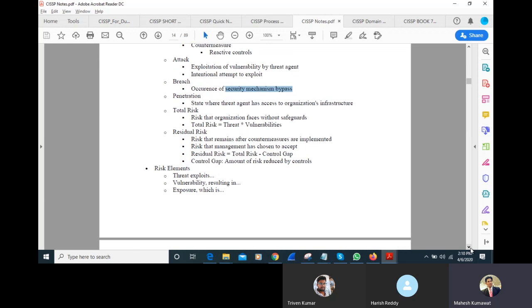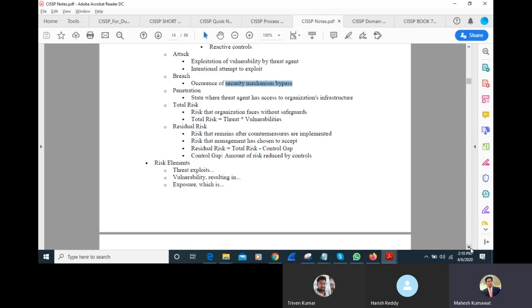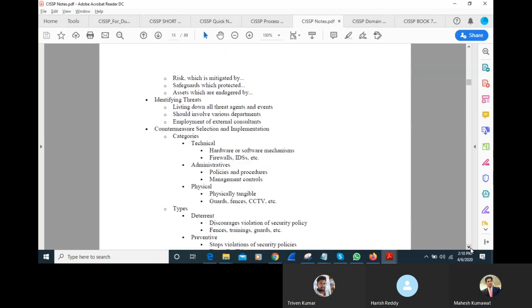Residual risk is the risk that remains after control mechanisms are implemented, the risk that management has chosen to accept. Residual risk is total risk minus control gap. Control gap is the amount of risk reduced by controls. So the risk elements are threats, exploits, vulnerabilities, and exposure. Risk is mitigated by safeguards, which protect assets.